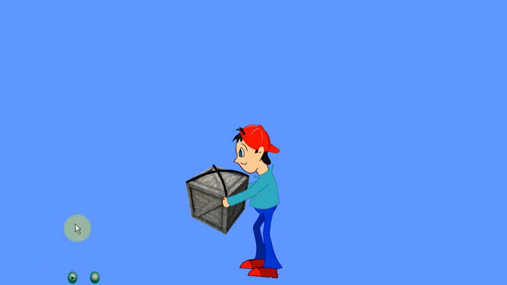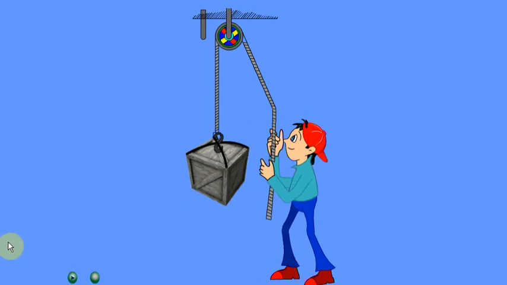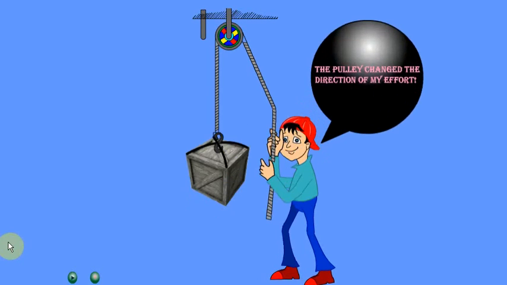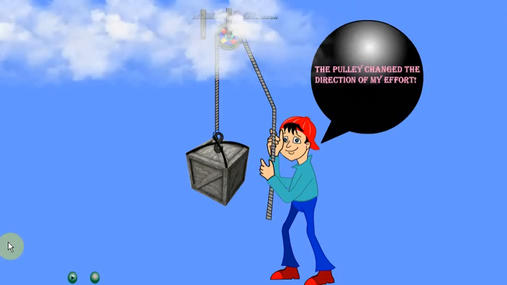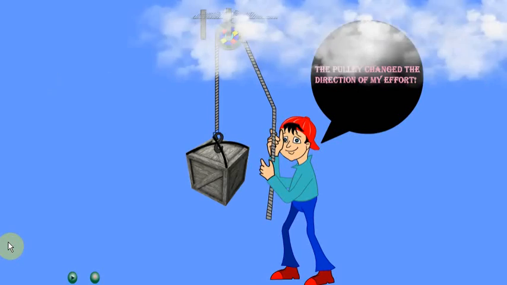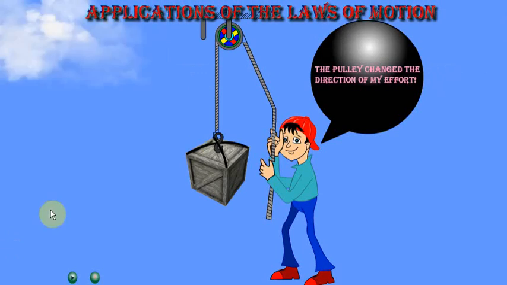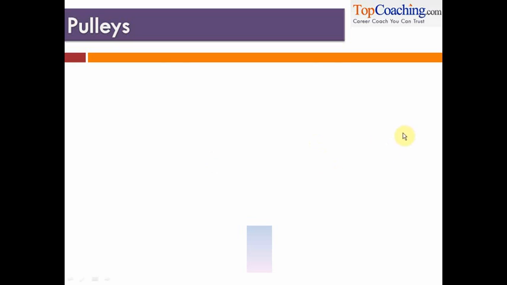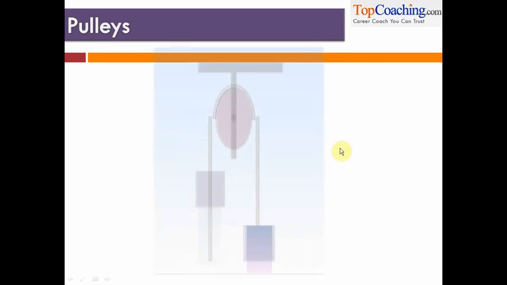A wonderful application of Newton's laws of motion is the pulley. The pulley changes the direction of the effort, and sometimes it even reduces the effort required to lift a body up. How do pulleys work? What forces act when a pulley works? We are going to learn about all this and more in this chapter called The Applications of Newton's Laws of Motion. Let's proceed. So first of all, what on earth is a pulley?